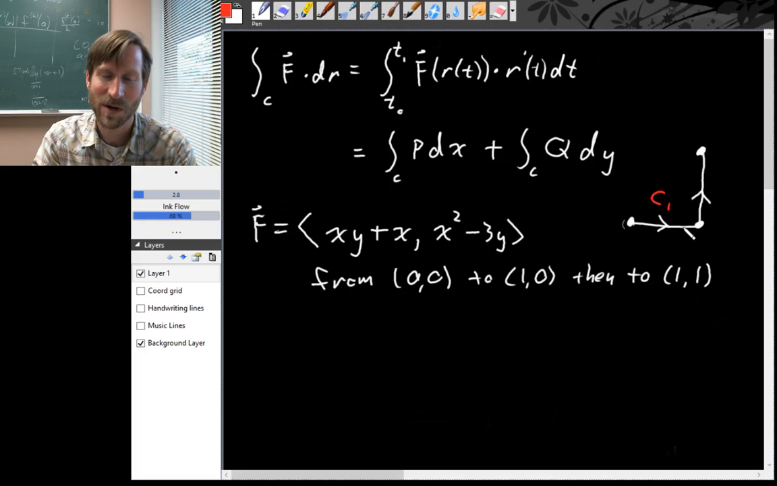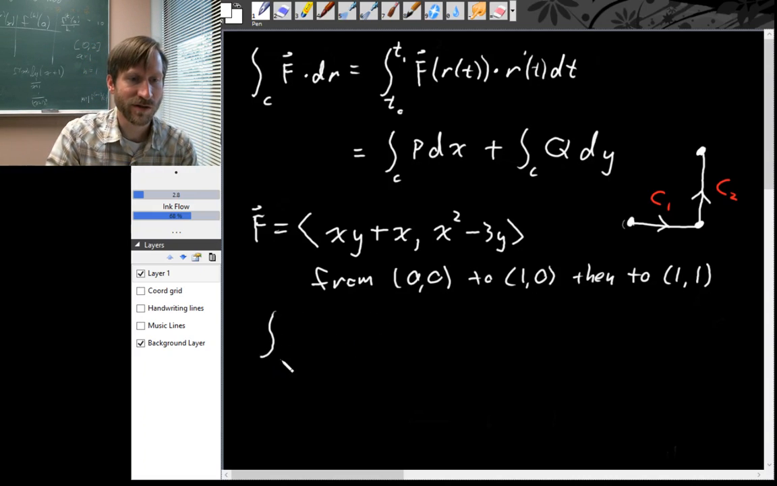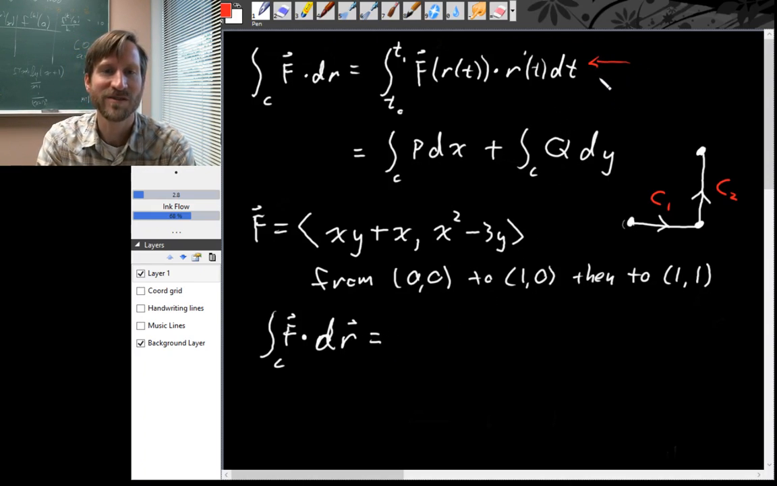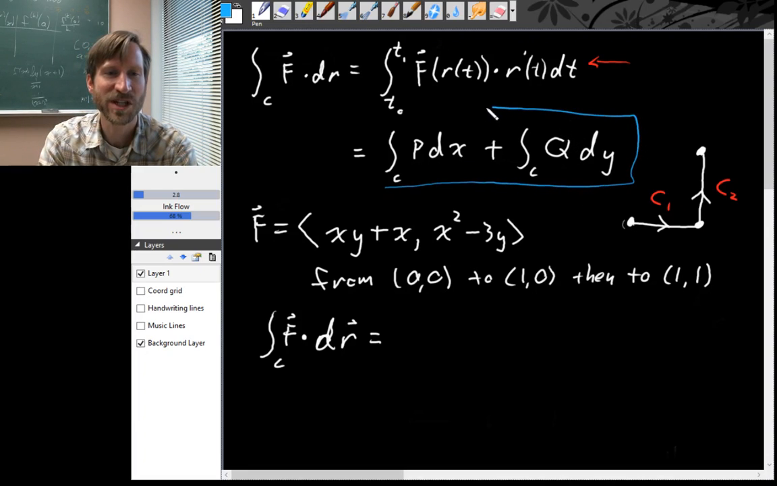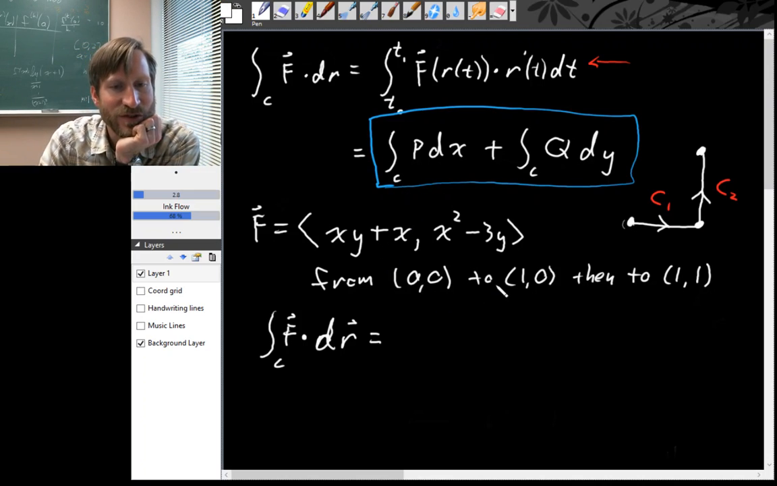First along the bottom part, which I'll call C1, and then along the second part, which I'll call C2. Okay, so our line integral is the integral along the curve of F dot dr. And what we're going to do is, rather than using this fully parameterized way of writing the line integral, we're going to use this more differential way of expressing the line integral. So first let's go from (0, 0) to (1, 0).